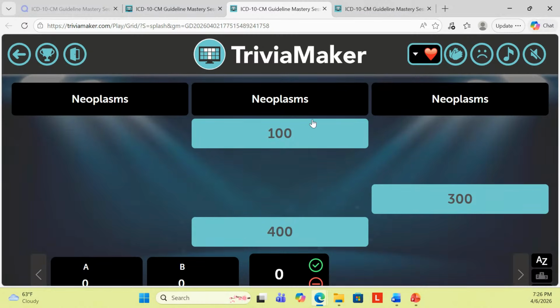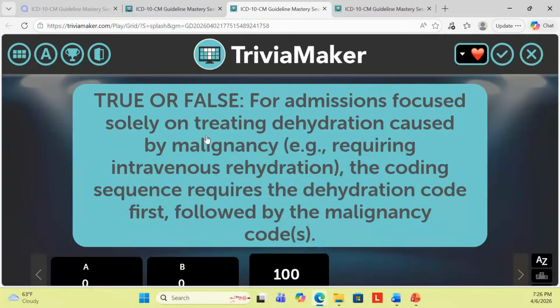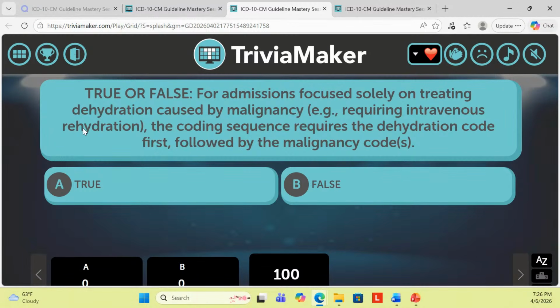All right, let's do a 100. Oh my gosh, this is a long one too. Okay, so for admissions, focus solely on treating dehydration caused by malignancy. So an example of this would be requiring intravenous rehydration. The coding sequence requires a dehydration code first, followed by the malignancy code. All right. Give you guys a few seconds to read that one over, and good luck.